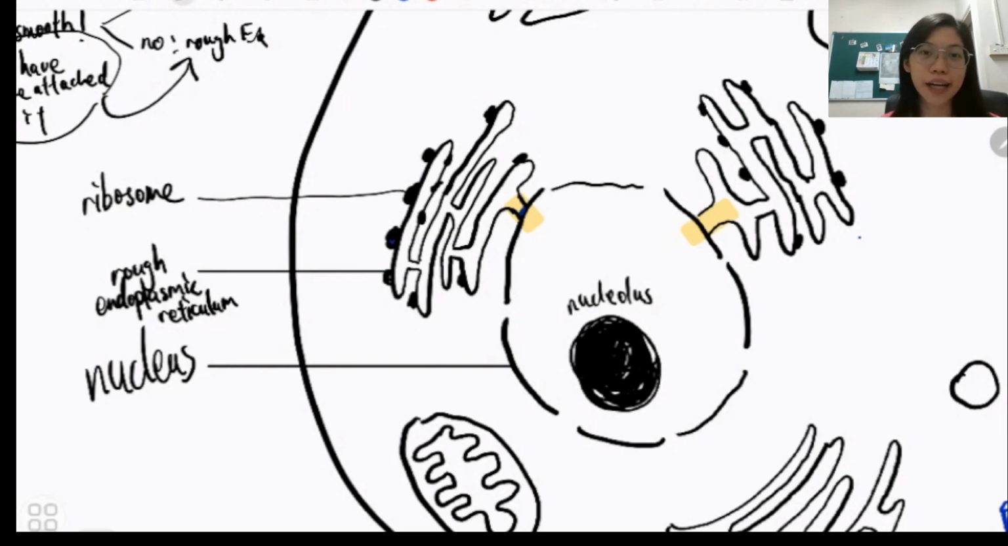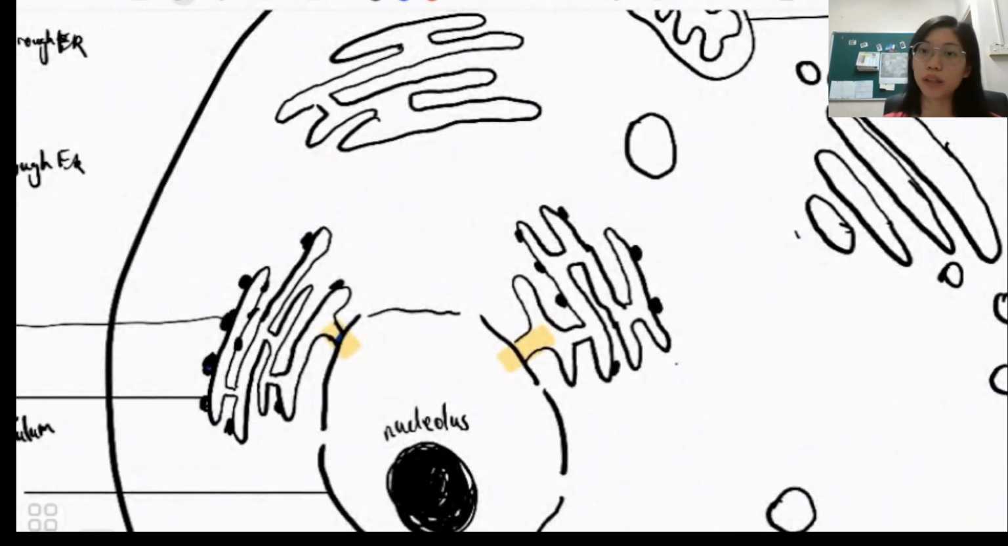Okay. Other than that, rough endoplasmic reticulum has a sibling. It's called a smooth endoplasmic reticulum, the opposite of it, smooth. So it's very obvious the surface of it will be smooth, right? But a lot of students get confused between smooth endoplasmic reticulum and Golgi apparatus. There's actually an easy way to identify and differentiate between them.